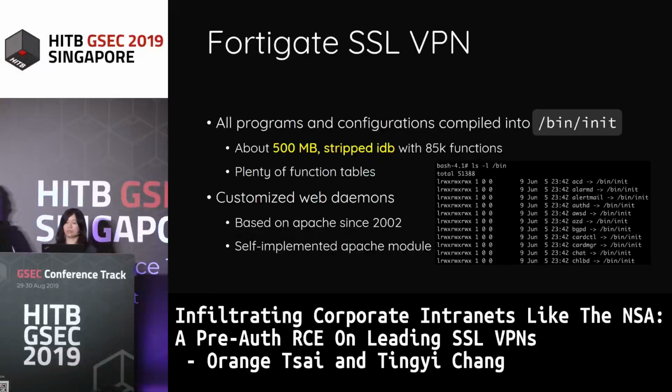The IDB file of init is up to 500 megabytes with 85,000 functions, and they are all stripped, with no symbols. It contains plenty of function tables to manage each program, including the web daemon. Through our investigation, we found the web service is modified from a patch, but it's a patch from 2002. So the web server running on your SSL VPN is actually as old as your grandmother.